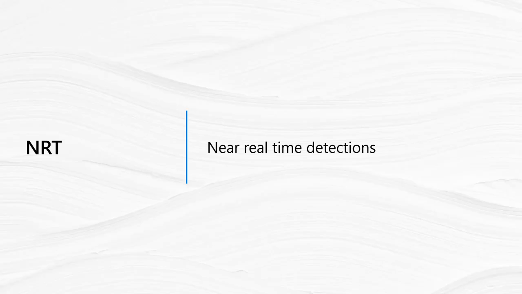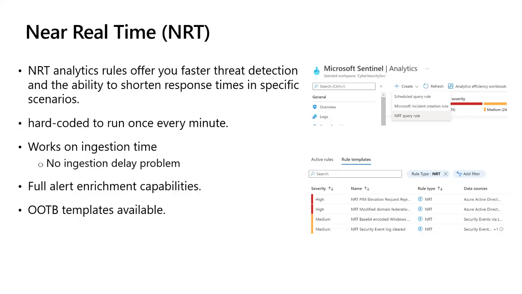All right, let's move on to the next topics in our agenda. Now, when we are dealing with security threats, time and speed are critical. We need to be aware of threats as they materialize so that we can analyze and respond quickly to contain them. Microsoft Sentinel's near real-time analytics rules provide you faster threat detections by running your detection rule at 1 minute interval.